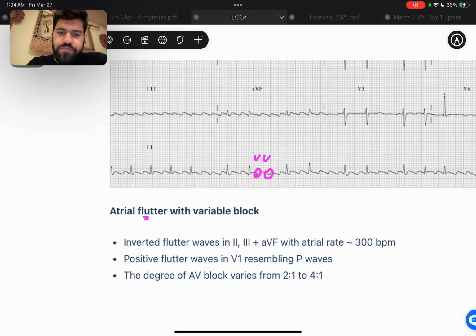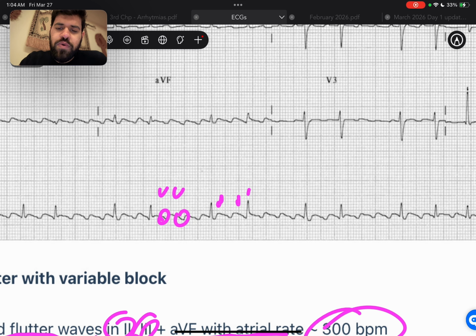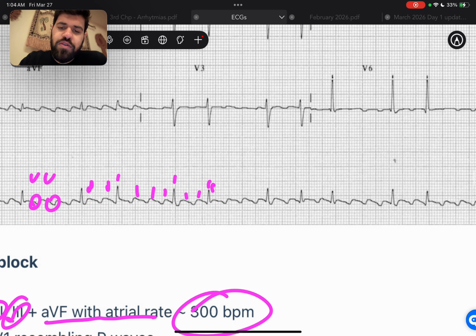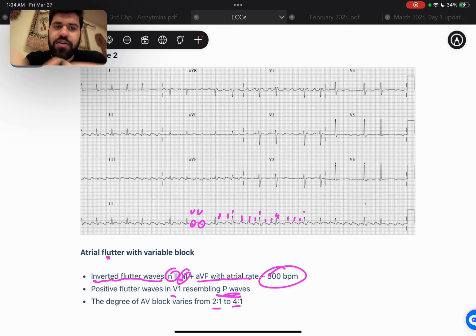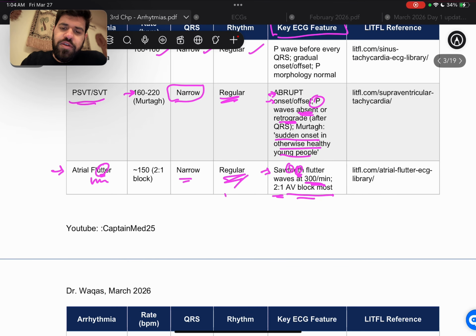So coming up to the ECG reading, there are inverted flutter waves in 2, 3 plus AVF with an atrial rate more than 300 BPM. There's a positive flutter in V1 resembling the P waves, which are not true P waves. And the degree of AV block remains 2:1, 4:1. So 1, 2, 1, 1, 2, 3, 1, 1, 2, 1. So it's varied. Again, we see 4 here. 1, 2, 3, 4, and then 1. All right. So it's not regular, it's irregular. Yeah, so it can be regular or irregular, but usually it's regular.